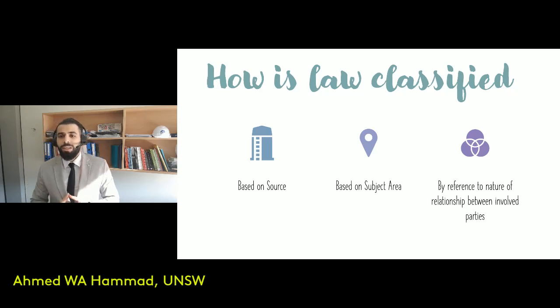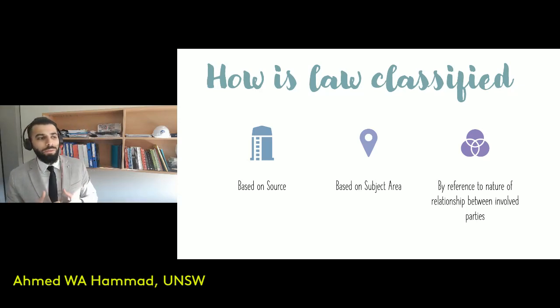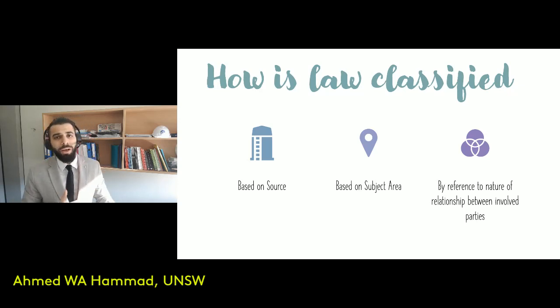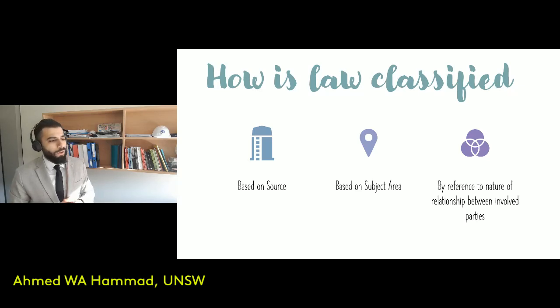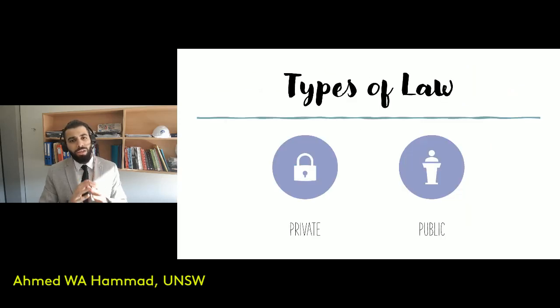And the third type of classification is where we look at the nature of the relationship between the parties involved. So if we've got a dispute somehow, or if we have an issue, what we could do is understand the parties that are involved and the nature of the relationship between these two parties, or between one party and another group. And based on that interpretation of the relationship, we can classify the applicable laws to that situation. Okay, so that was the classification of laws.